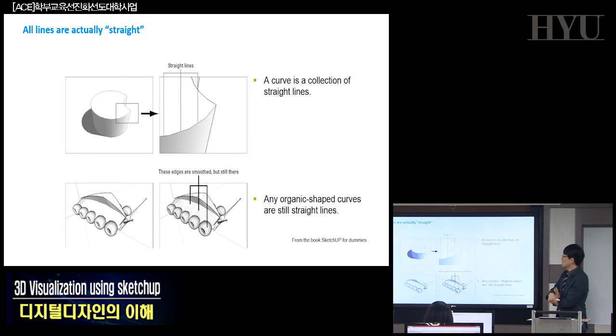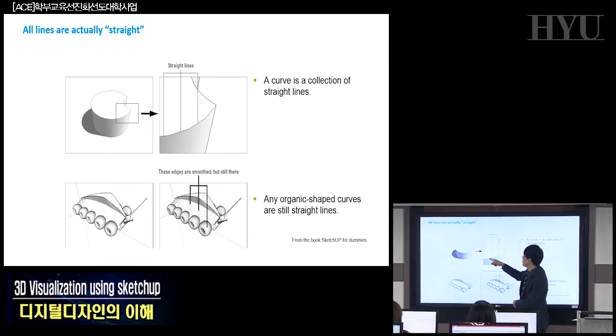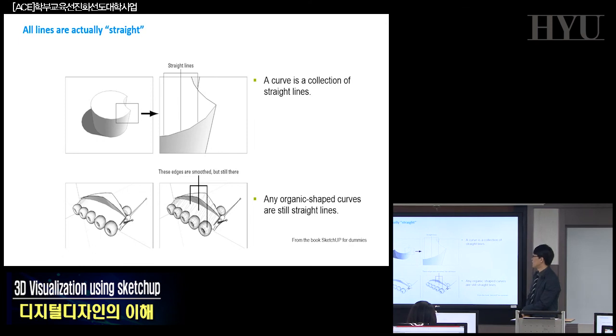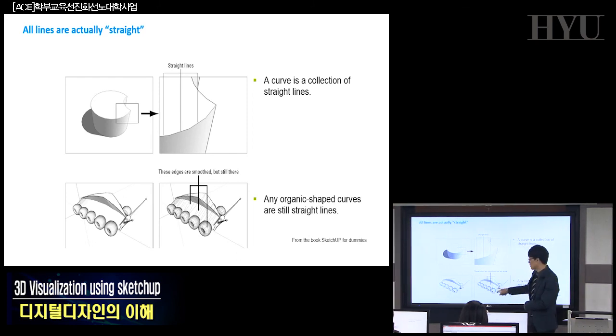Okay, how about curve lines? This one looks like a curve using two different arcs. But actually, if you zoom in, you may find out they are still a collection of straight lines, okay? Actually, they are just a collection of straight lines. Even this kind of organic shape, wheels, or some similar objects, they are all a combination of flat and straight lines.